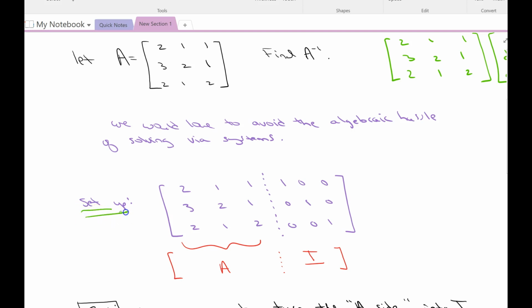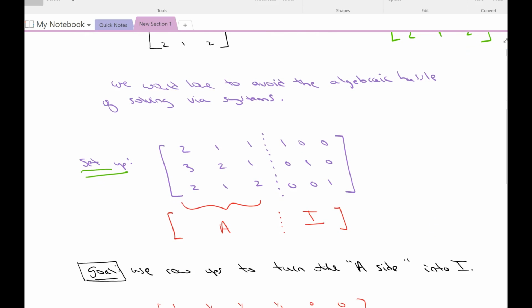Okay, here's what you're going to do. Here's what we set up. We set up an augmented matrix, but this is a slightly different one. The left-hand side is the matrix A, and look what's on the right-hand side. The right-hand side is I. So we set up the matrix that we want to find the inverse of, and on the right-hand side, we set up the I. And then here's what we do.